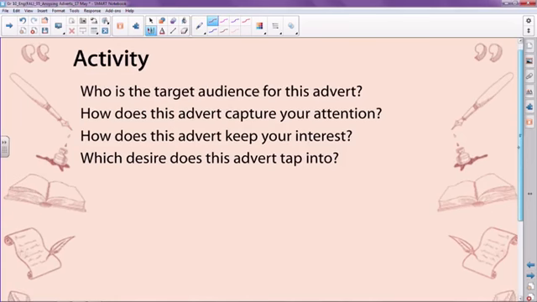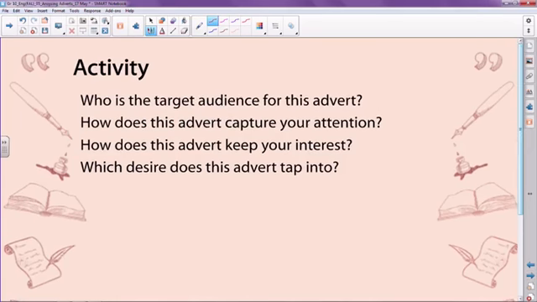I'm going to show you an advert, and what I want you to do is to discuss this. Question number 1, who is the target audience? Who do you think the target audience is? Question number 2, how does this advert capture your attention? Question number 3, how does this advert keep your interest? And finally, question number 4, which desire does this advert tap into?